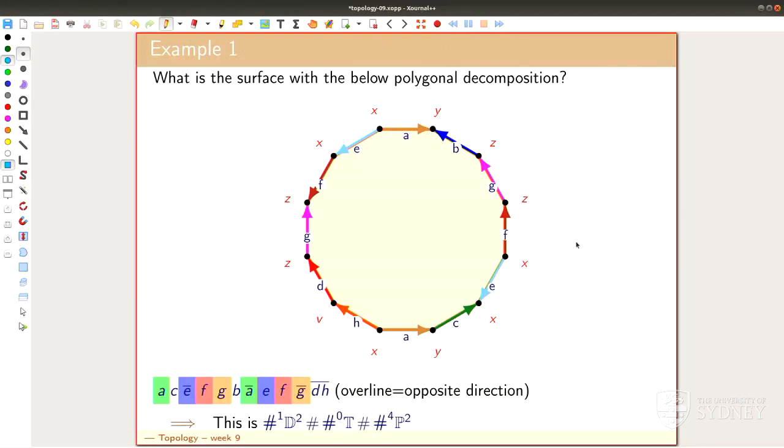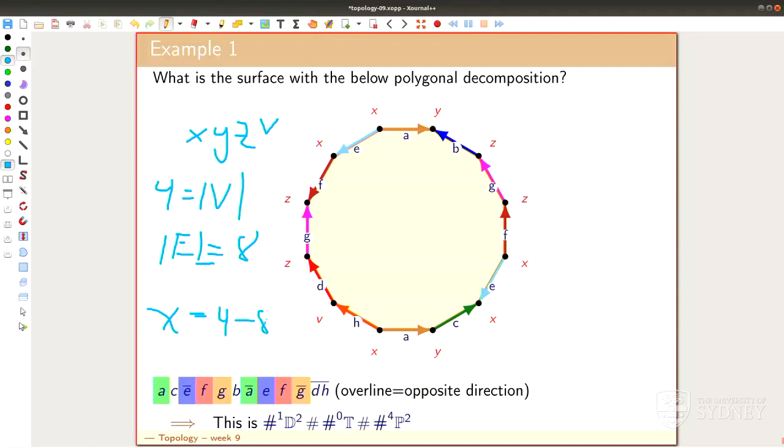So if you do this, I just did it here. Let's say you are given a polygon decomposition. I already marked the edges and vertices. So let's count. I have an X, a Y, a Z, a V. So I have 4 vertices. The number of edges goes up to H, so the number of edges is 8. So the Euler characteristic is 4 minus 8 plus 1, so minus 3, if I'm not miscalculating right now.